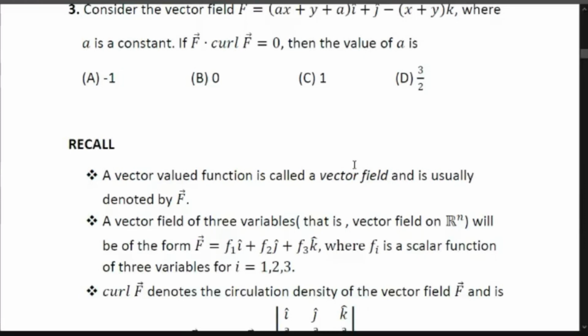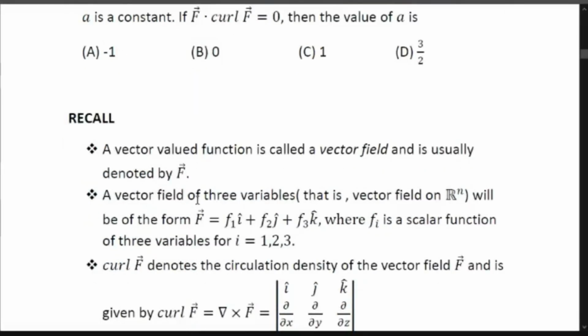Okay, again, a vector field is a vector valued function, and it is denoted by capital letters, and the usual vectors are denoted by small letters. A vector field of 3 variables, so it is a vector field on R3, it's not Rn, will be of the form F1i plus F2j plus F3k, where Fi.